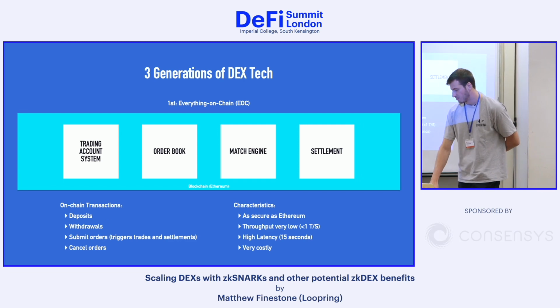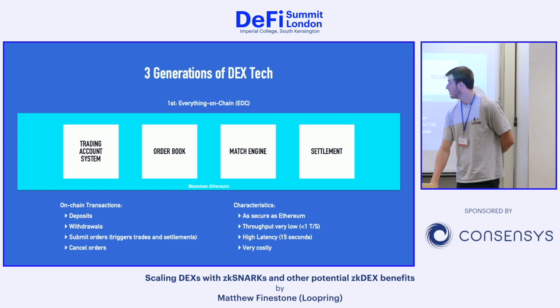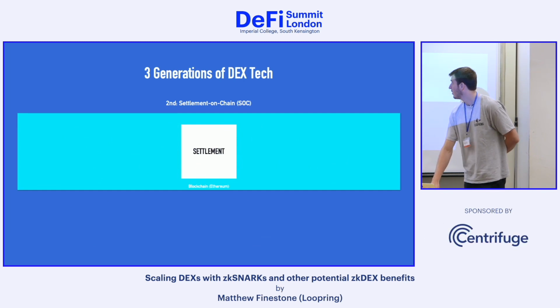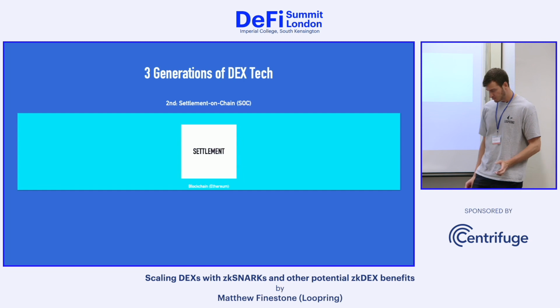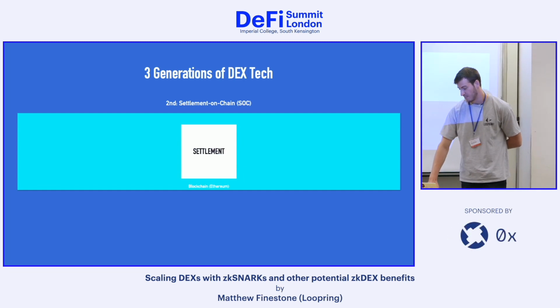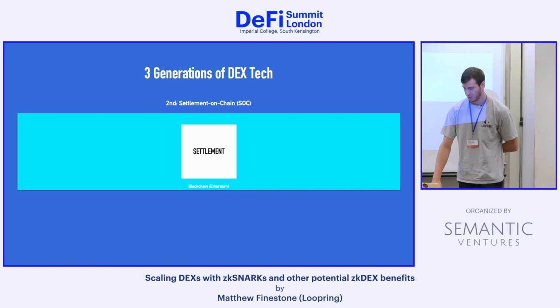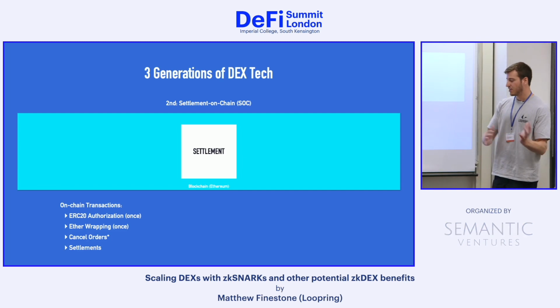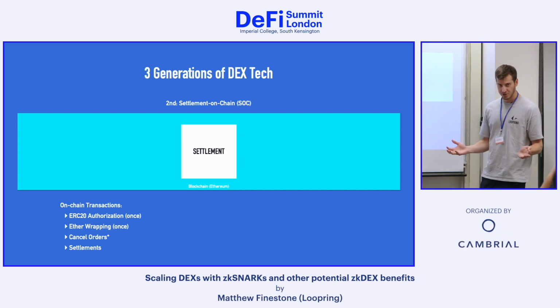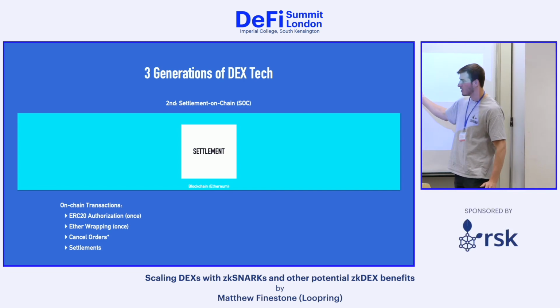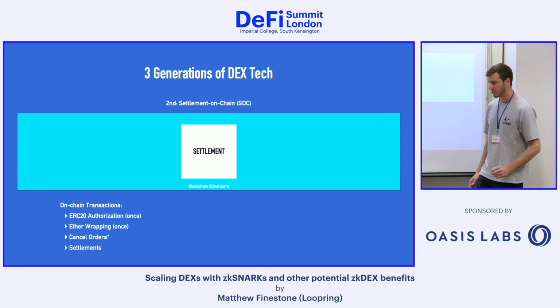So Loopring did not build this type of model. We started in mid-2017 with just the settlement on-chain, which is also what zkDEX was and is working on, with hosting everything off-chain. Order books are hosted off-chain, orders are matched off-chain, and then you only send a matched transaction to Ethereum to settle for the actual swapping of the tokens.